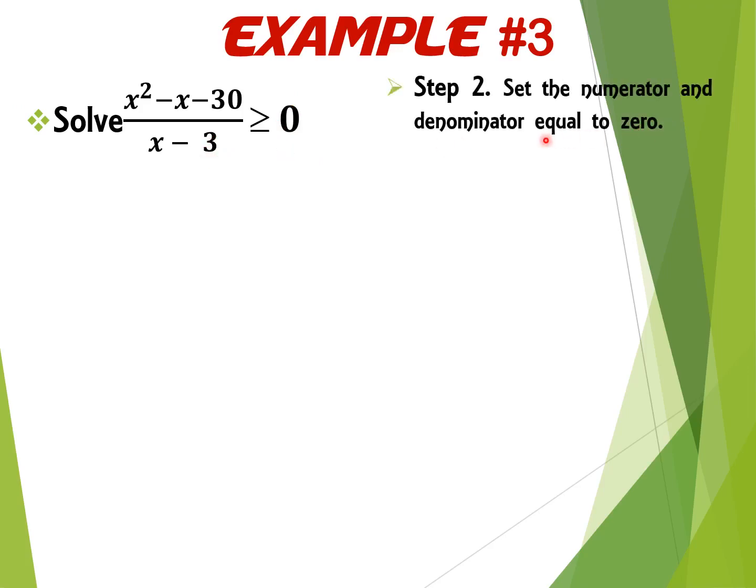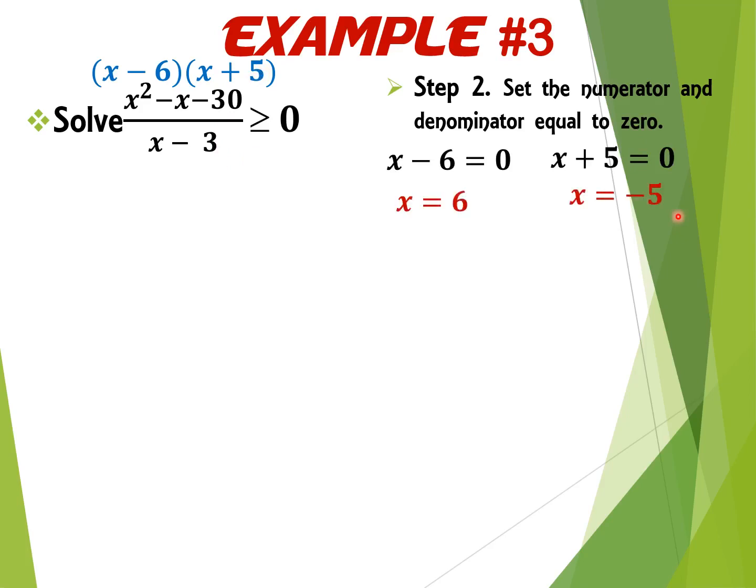Set the numerator and denominator equal to 0. Since the numerator is still quadratic, we can get the factors of this one. So, you will have x minus 6 and x plus 5. And then, set all of them, numerator and denominator, to 0. So, for the numerator, you will have x minus 6 is equal to 0 and x plus 5 is equal to 0. So you will have x is equal to 6 and x is equal to negative 5. For the denominator, you will have x minus 3 is equal to 0. So you will have x is equal to 3. So these are the critical values.